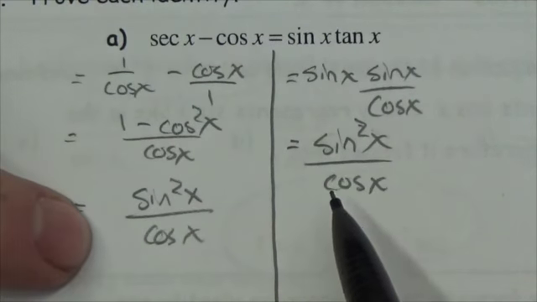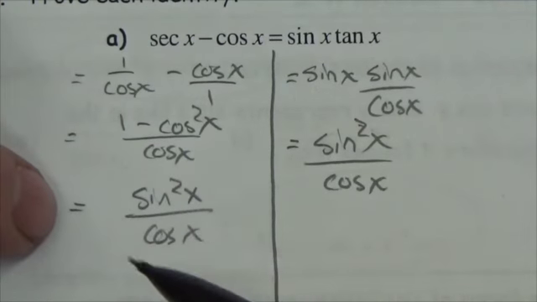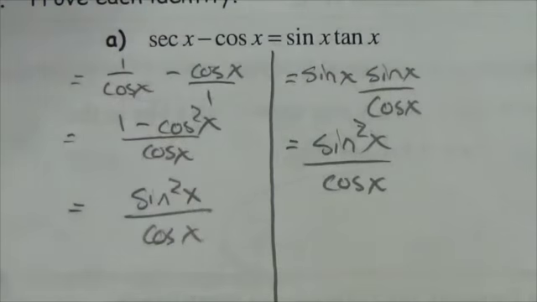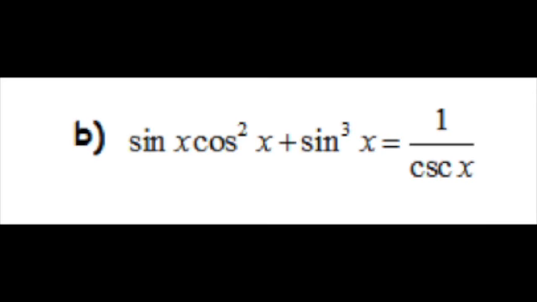And now look what I've been able to do. I've been able to show that independent of each other, these two sides were both equal to sine squared of x over the cosine squared of x. I know that this is equal. Okay, good. The sine of x multiplied by the cosine squared of x plus the sine cubed of x is equal to 1 over the cosecant of x.